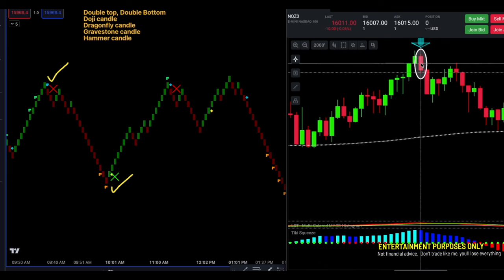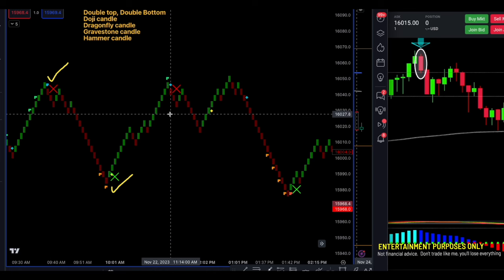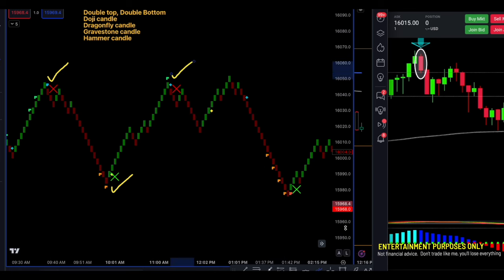A dead simple reversal plus a bearish engulfing candle and the squeeze went from pressure to relax all on the same candle at 11:10. Where are we at 11:10? We're right here. So this is an excellent trade.